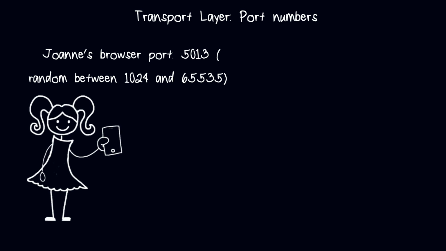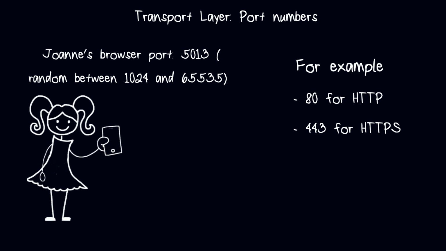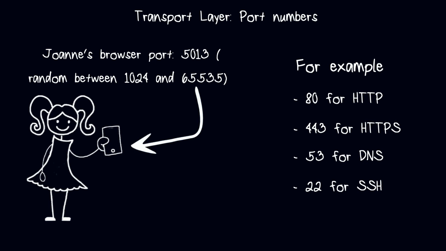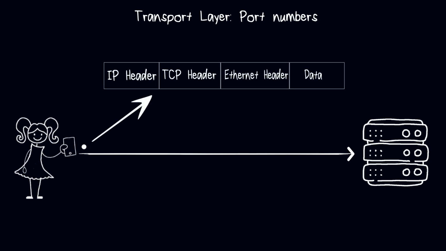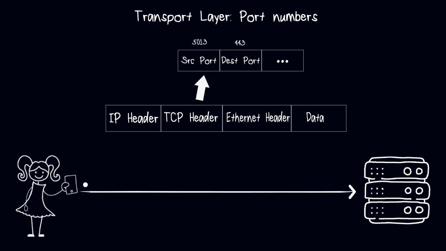Ports before 1024 are reserved, for example port 80 for HTTP, 443 for HTTPS, 53 for DNS and 22 for SSH. That's why clients issuing requests would get assigned random ports between 1024 and 65535, like Joanne's browser in this example. When data is transmitted from one host to another, it is encapsulated into a packet that contains the source and destination port numbers, among other information.